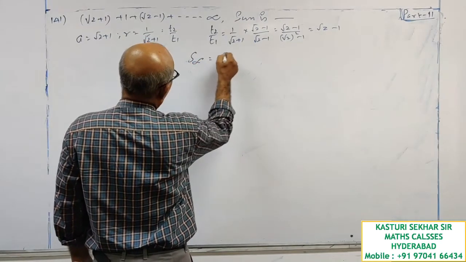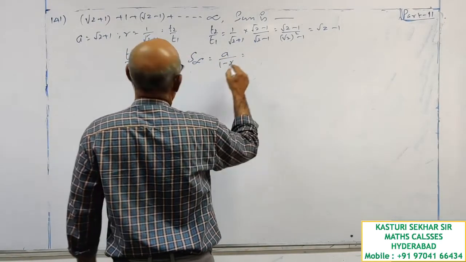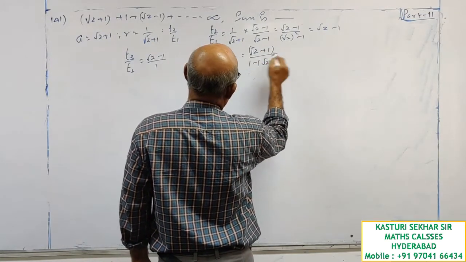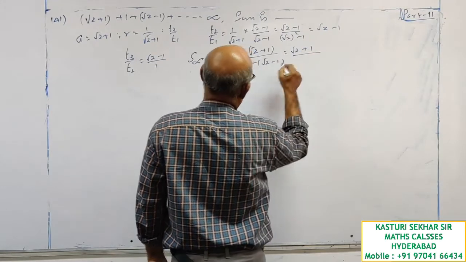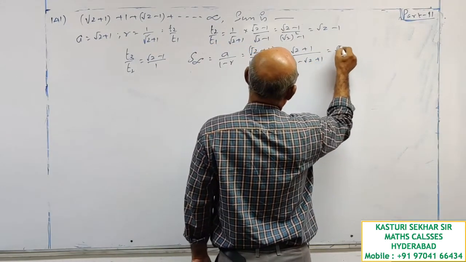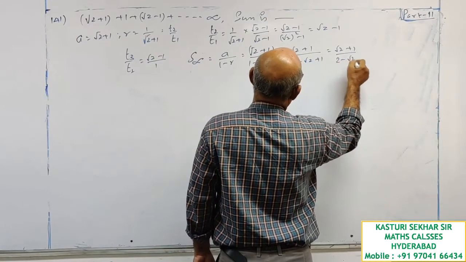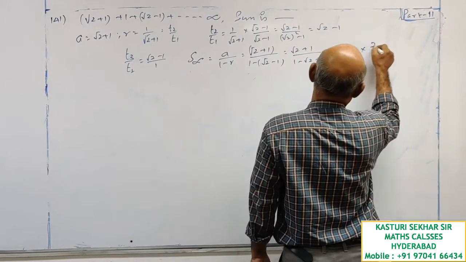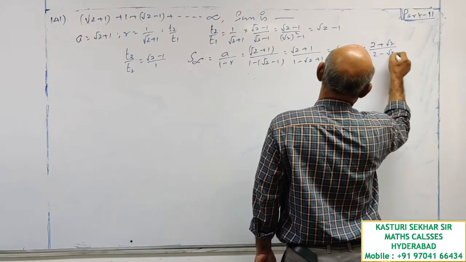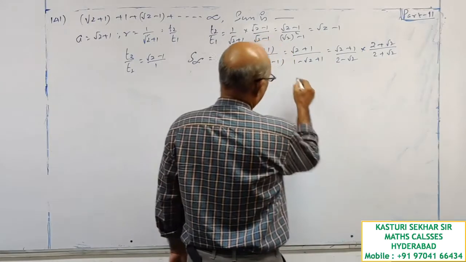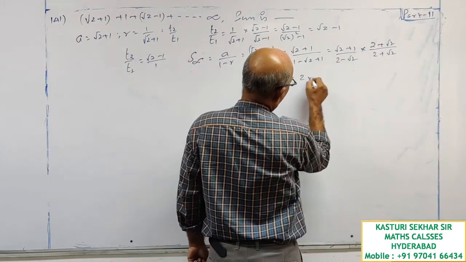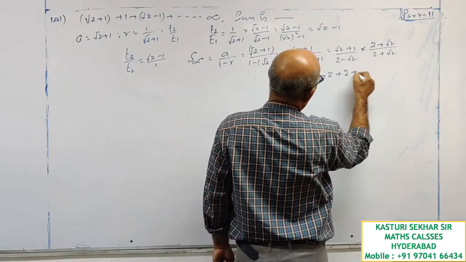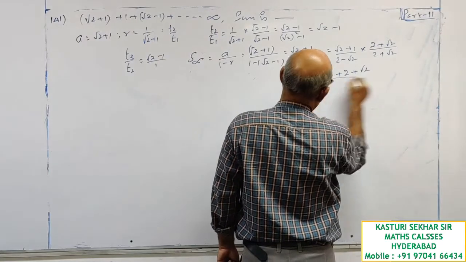Now S infinity is equal to A by 1 minus R. A is equal to root 2 plus 1 divided by 1 minus root 2 minus 1, that is root 2 plus 1 by 1 minus root 2 plus 1. But the answer is given in another format, so rationalizing the denominator again. Root 2 into 2 is 2 root 2. Root 2 into root 2 is 2. 1 into 2 is 2. 1 into root 2 is root 2.